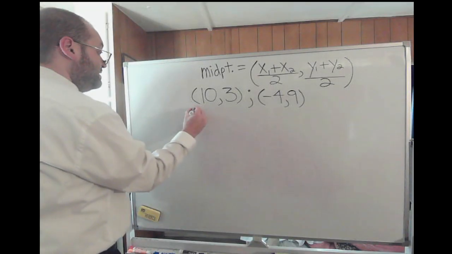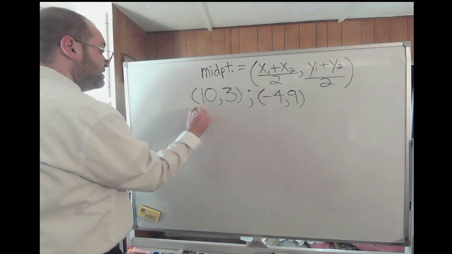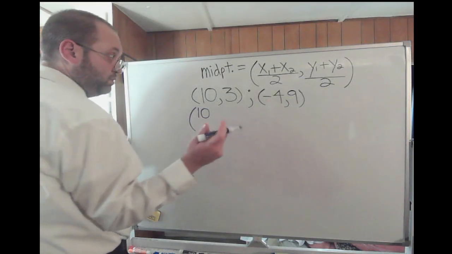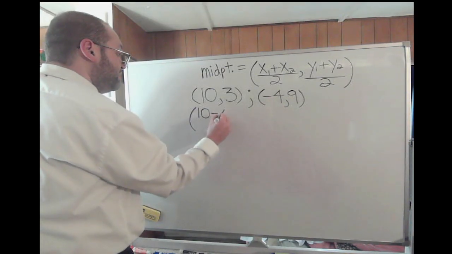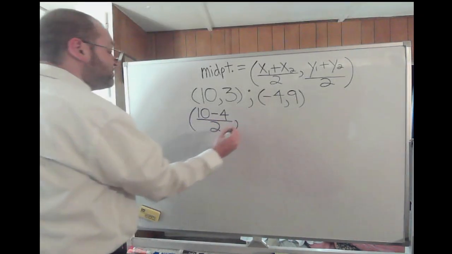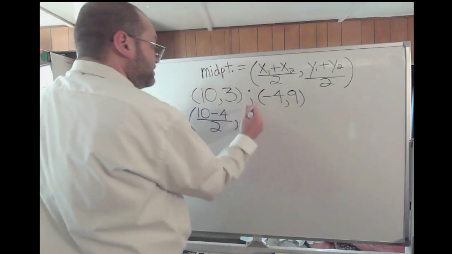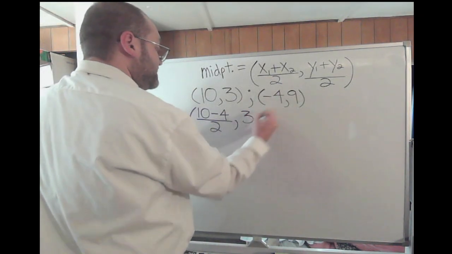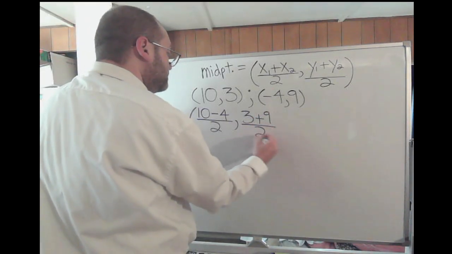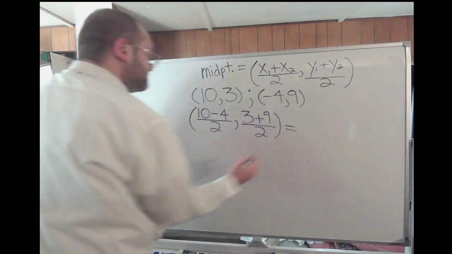So once again, take your first x-coordinate of 10 plus your second x-coordinate of -4. Well, 10 plus -4, that's 10 minus 4. That'll be over 2. And then you take your first y-coordinate of 3 plus your second y-coordinate of 9, divide that by 2. Now let's do some simple arithmetic.